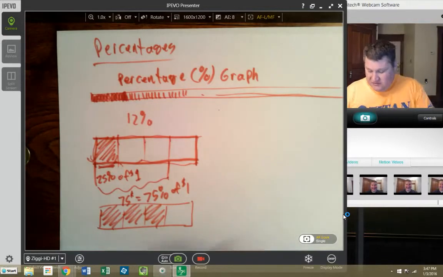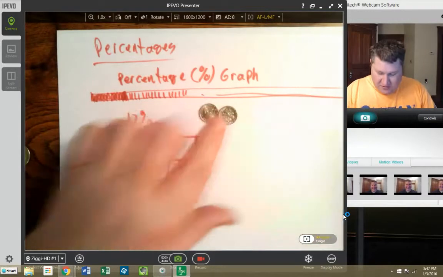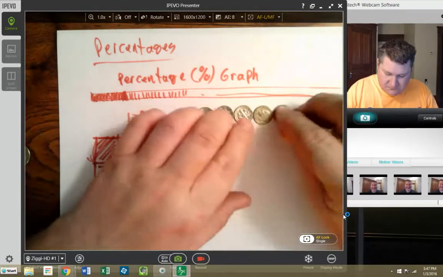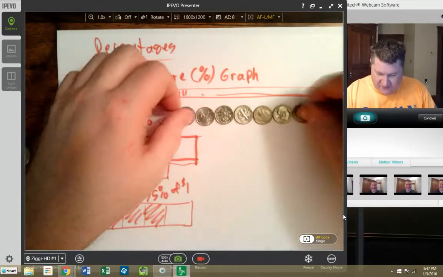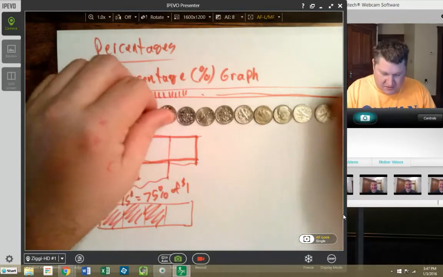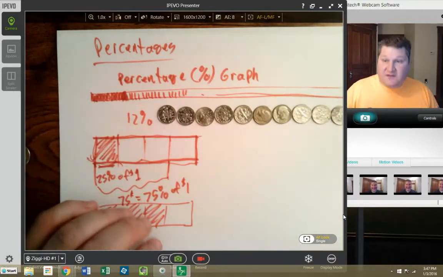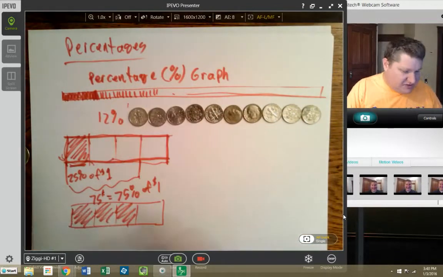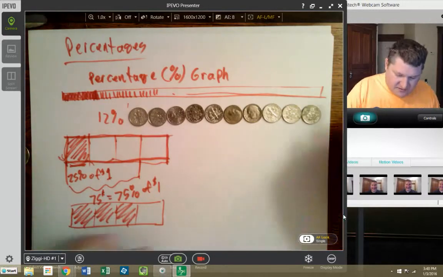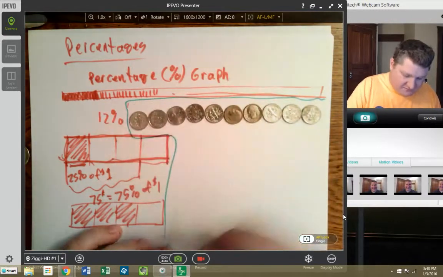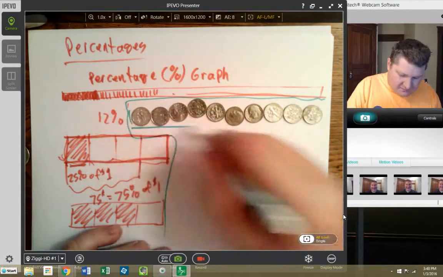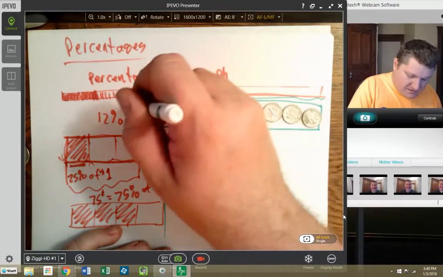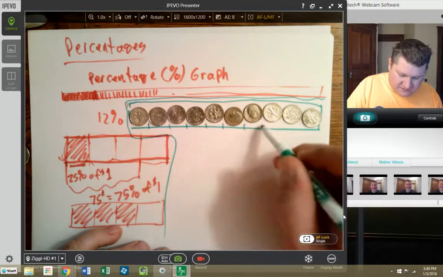Now, we can also do it with dimes. Let's see if I can get all 10 of these together. So I've got 1, 2, 3, 4, 5, 6, 7, 8, 9. Holy cow, I'm barely going to fit it on here. 10. So if I were going to make a percentage graph of this, let me change colors here. If I were going to make a percentage graph of this, I would say, there we go. 1, 2, 3, 4, 5, 6, 7, 8, 9, 10.